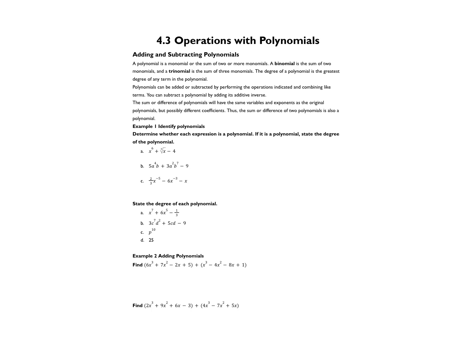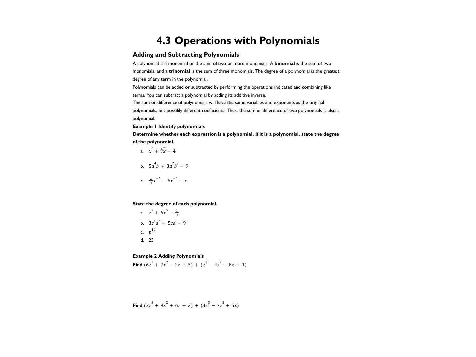All right, today we're going to be looking at Unit 4.3, Operations with Polynomials. And today we're going to start with adding and subtracting polynomials. Now we need to remember that a polynomial is a monomial, or the sum of two or more monomials. A binomial, that is a very important word there, binomial, is the sum of two monomials, and a trinomial is the sum of three monomials.